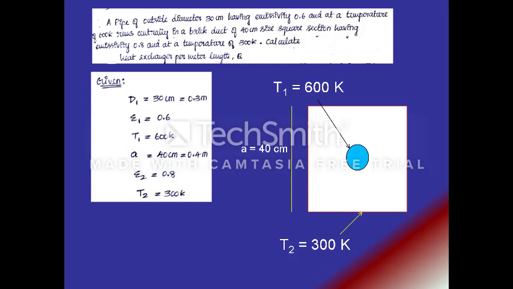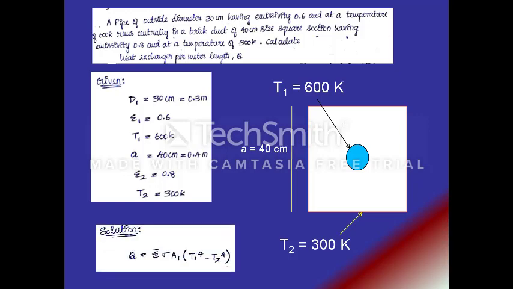Diameter of the pipe, capital D1, is given as 30 centimeters, that is 0.3 meters. Emissivity of the pipe, epsilon 1, is equal to 0.6. Absolute temperature of the pipe, capital T1, is equal to 600 Kelvin. And the side of the square brick section, small a, is equal to 40 centimeters, that is 0.4 meters. And emissivity of the brick duct, epsilon 2, is 0.8 and its temperature, capital T2, is equal to 300 Kelvin. We have to find out the heat exchange between the pipe and the brick duct.